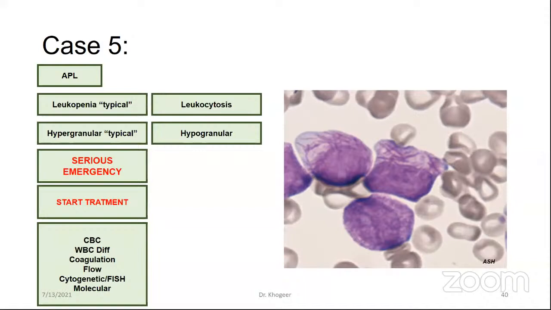Be careful. In cases with a markedly decreased white blood cell count, the abnormal promyelocytes are usually sparse in the peripheral blood. Therefore, a careful morphologic evaluation of the peripheral blood smear with identification of abnormal promyelocytes is crucial. This is why, when you have a smear with markedly decreased white blood cells, you have to go and find these cells in the thick area and also in the tail.